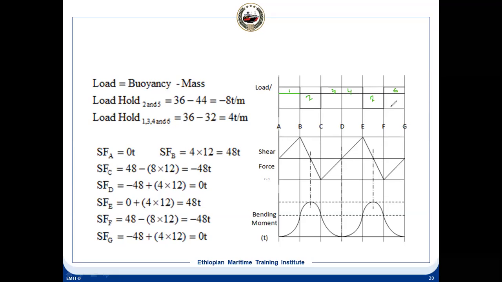If you calculate the load for holds 2 and 5, it will be 36 minus 44, the buoyancy minus the mass, which is minus 8. It means this value is minus 8 tons per meter. And then for holds 1, 3, 4, 6, it will be 4 tons per meter.